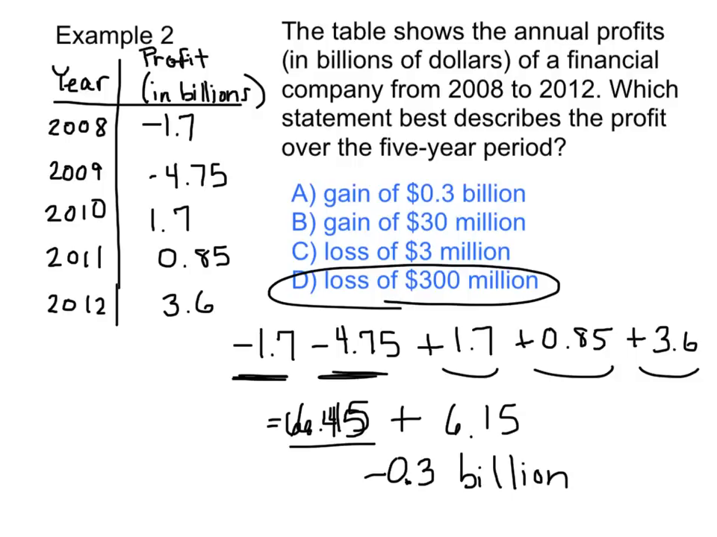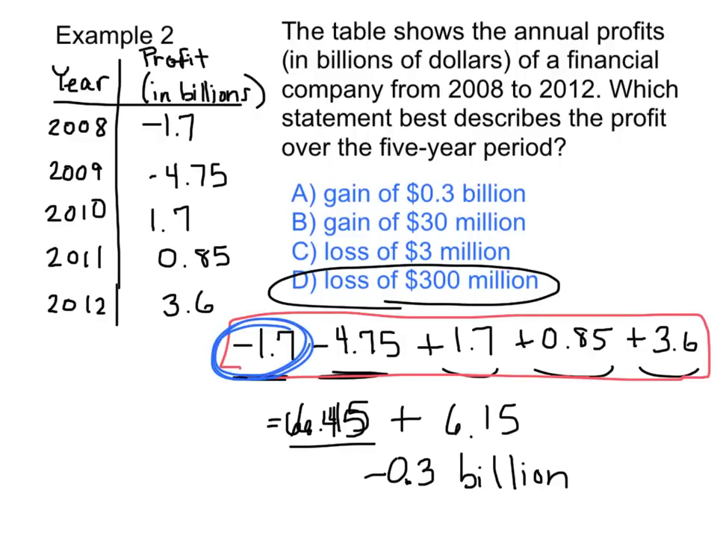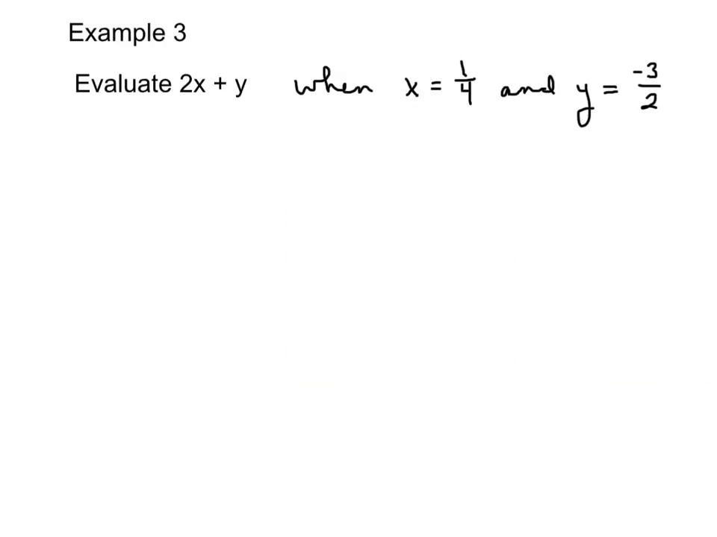Now, one last thing. Some of you may notice this, but when we were combining this step right here, you could have looked at this negative 1.7 billion and this positive 1.7 billion and crossed them out and then just combined the last two numbers. That would absolutely work as well. So there are multiple ways to do the same problem.